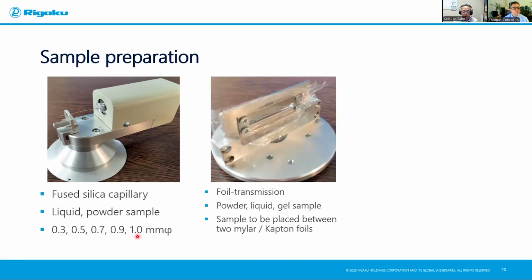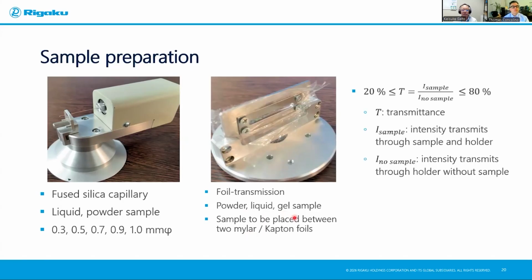The other sample preparation could be foil transmission, where your sample is placed between two foils, either Mylar or Kapton. Sample form could be powder, liquid, or gel.